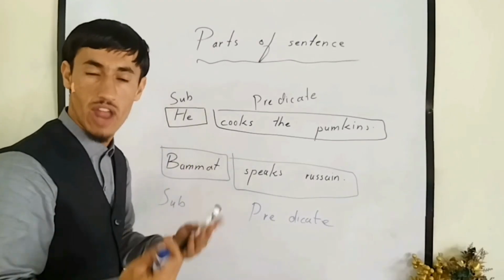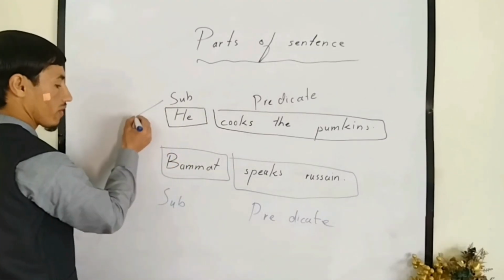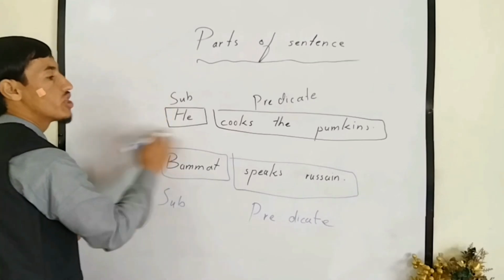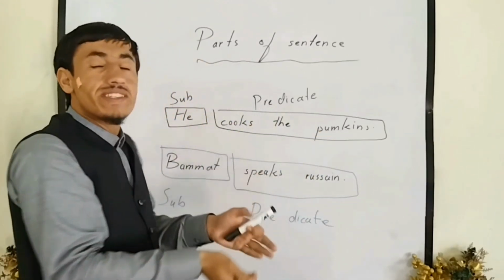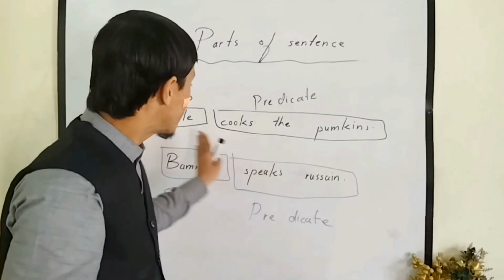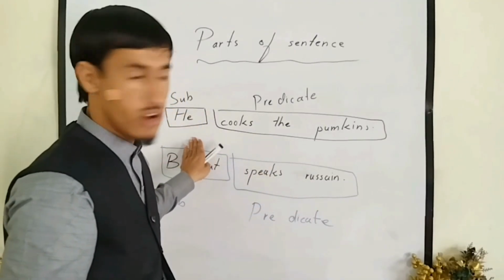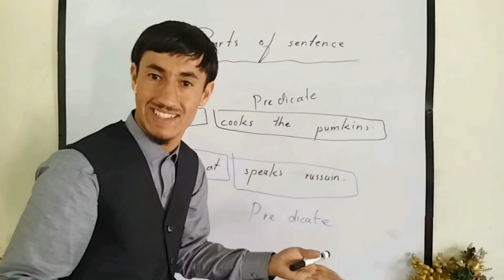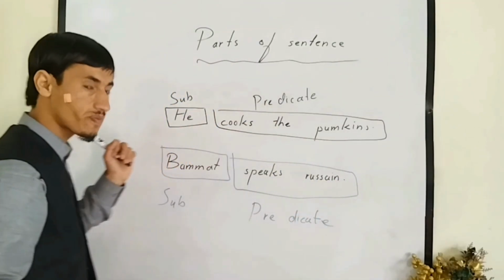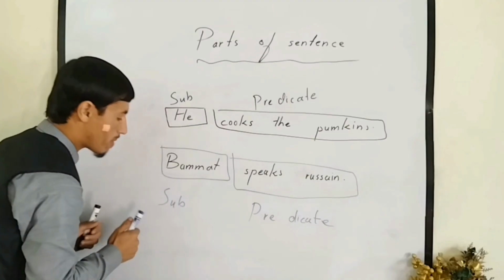Subject means the doer of an action. Yeah, the doer of an action. So cooks the pumpkin is called predicate. Predicate means, dear learners, after the subject, the rest of the words which come in a sentence is called predicate. So, dear learners, Bamat.